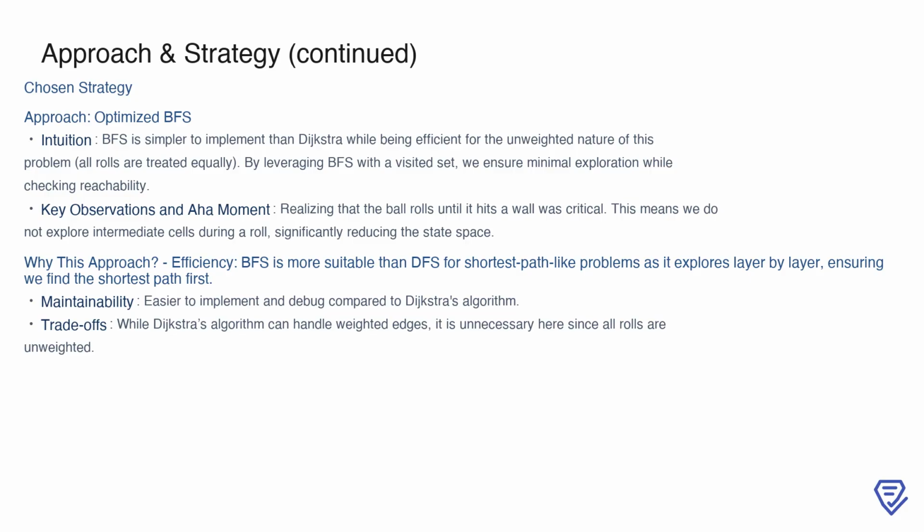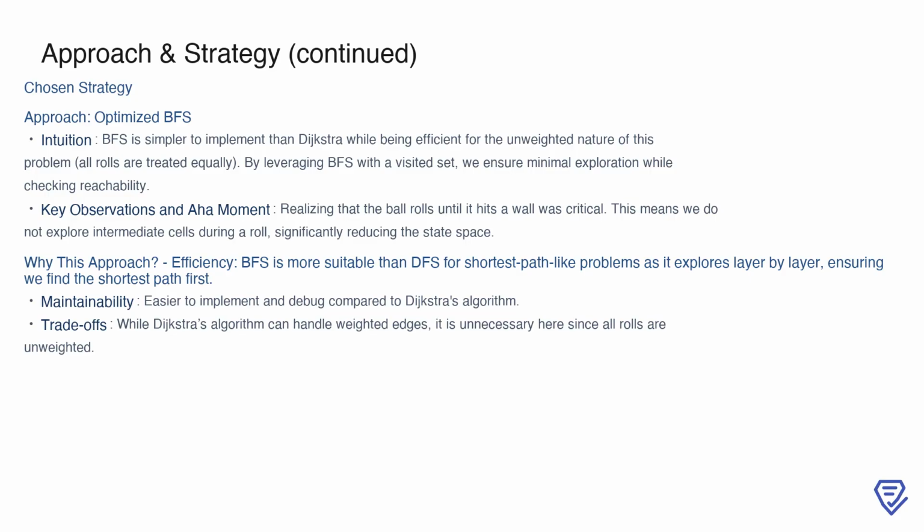BFS is simpler to implement than Dijkstra's algorithm and is particularly suited for this scenario because all rolls are treated equally, making the problem effectively unweighted. The critical realization here is that the ball rolls continuously in a direction until it hits a wall, which allows us to skip over intermediate cells during each roll. This insight significantly reduces the state space we need to explore.